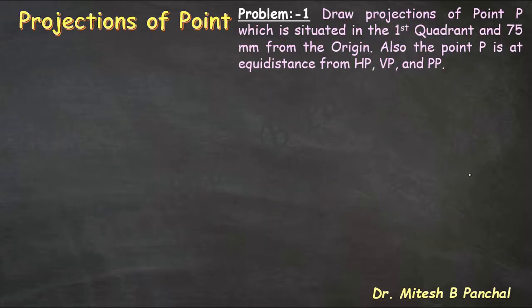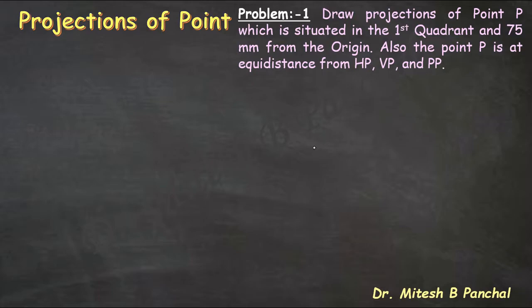So starting with the first problem, the first problem states that draw projections of a point P which is situated in the first quadrant. Here the point P is situated in the first quadrant, that is above HP in front of VP, and the position of point is given, that is 75 mm from the origin. Here the origin is nothing but the intersection of XY line and X1 Y1 line. Also the condition is given that the point P is at equidistance from HP, VP and profile plane.